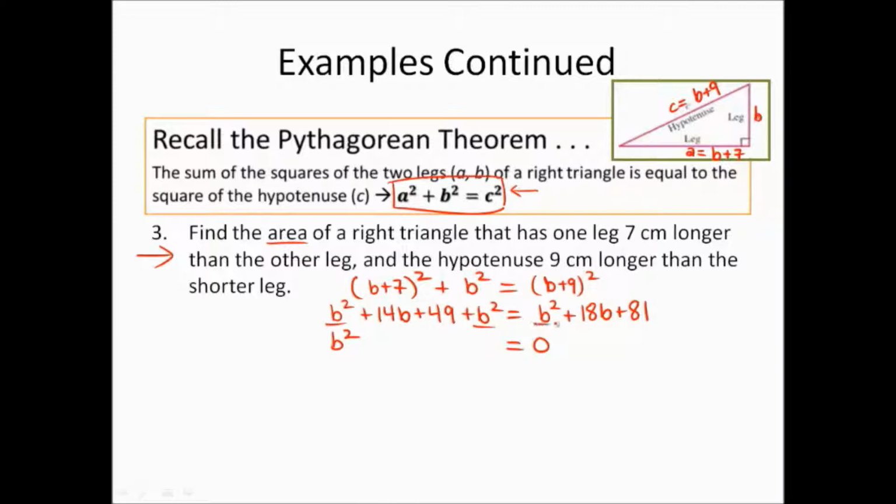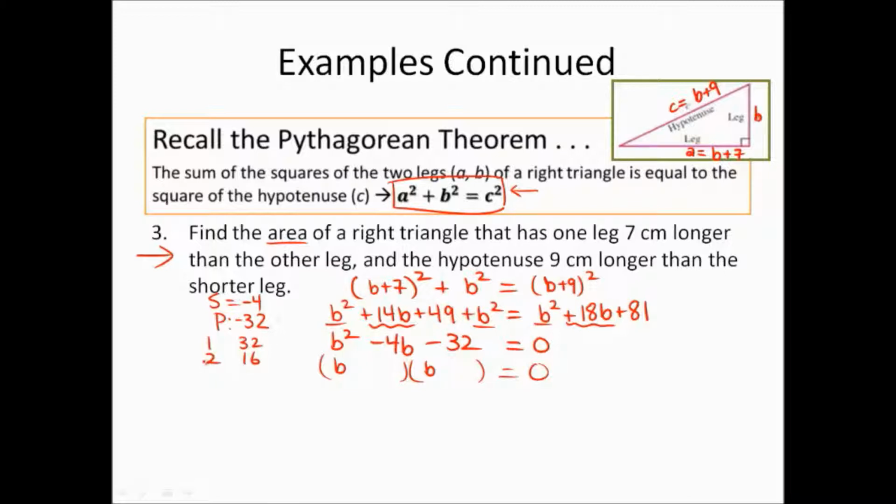So I've dealt with the B squareds. Then we have 14B, and then minus 18B gives us negative 4B. And we have 49 minus 81, giving us negative 32. We can now factor this. Notice that there is no leading coefficient. This is not a perfect square, so we can use the direct trinomial factorization method. Our product is negative 32 and our sum is negative 4. We want to find two numbers such that they multiply to 32 and have a difference of 4, so we need to keep going up.